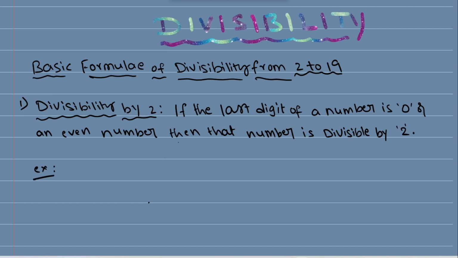For example, let us say 324. If the last digit is an even number, then that is divisible by 2. Or 570. If the last digit is 0, then it is also divisible by 2.